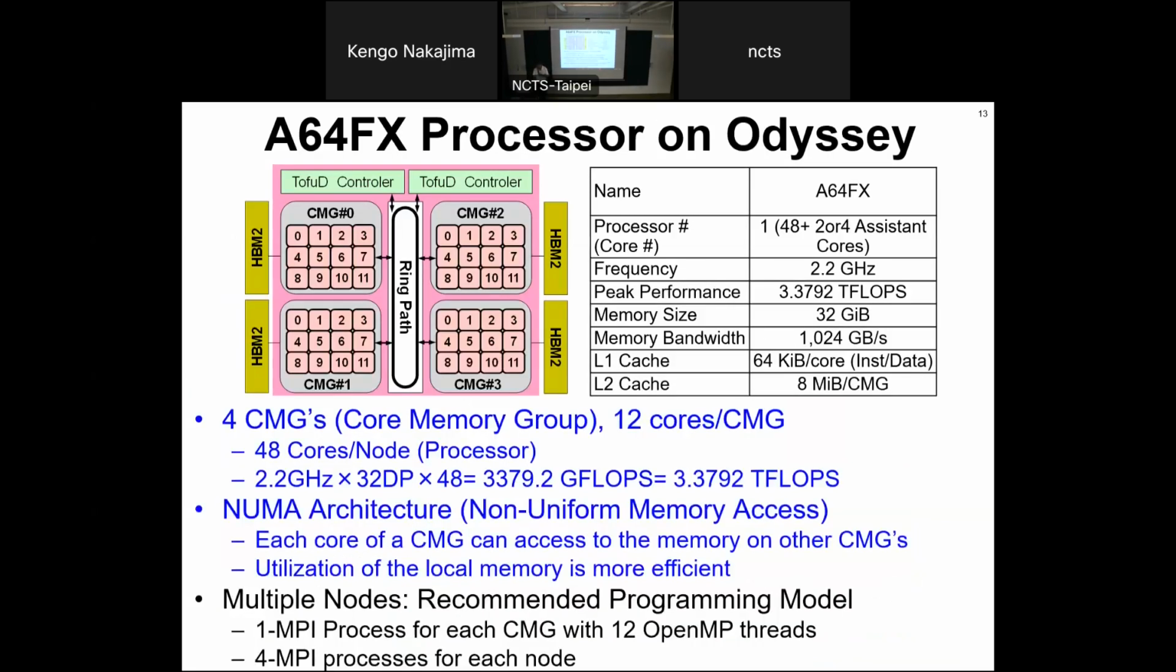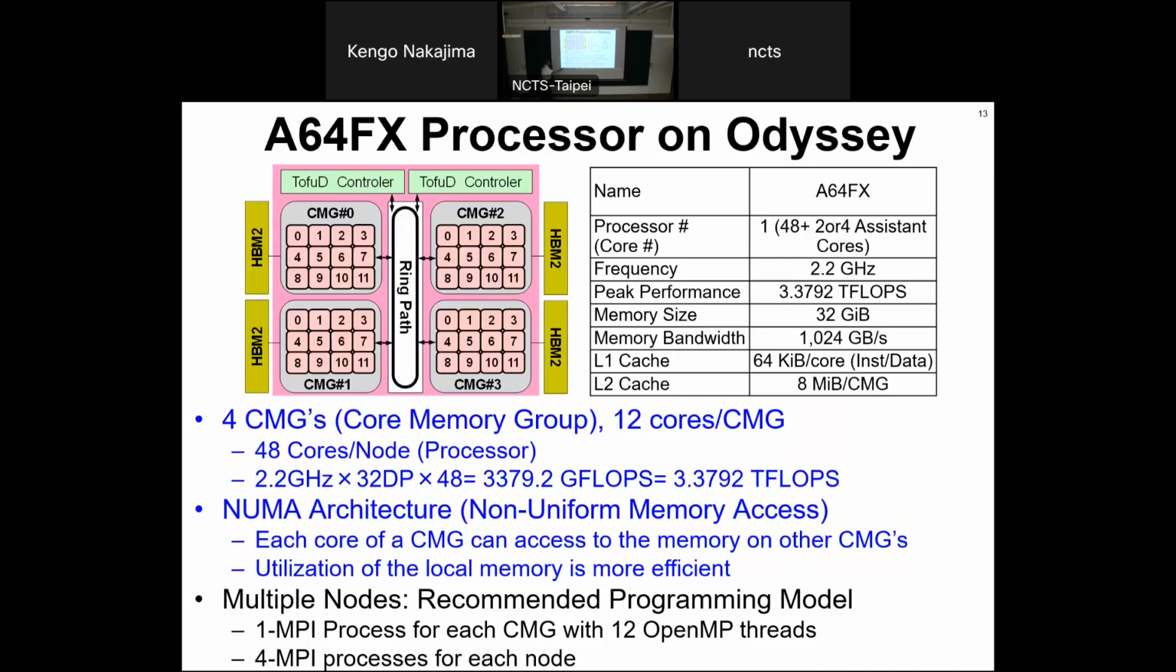Okay, so this is the A64FX processor on Odyssey, which you are using now. We have 48 cores, and each node includes 4 CMGs. CMG stands for core memory group. Each CMG has a local memory, this HBM2, and 12 cores. It's 2.2 gigahertz, with 32 double precision operations per cycle.